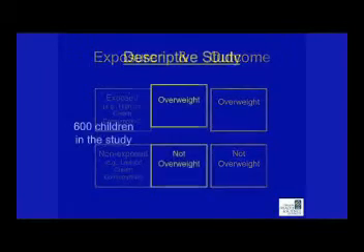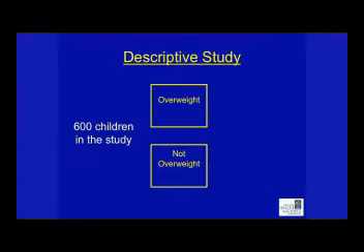We have 600 children in the study in the community. And we go out and we weigh them, and we measure their height. We calculate their BMI. And we find that, using our definition of overweight, 180 of this 600 were overweight. And the rest, 420, were not overweight. So 180 subtracted from 600 is 420.